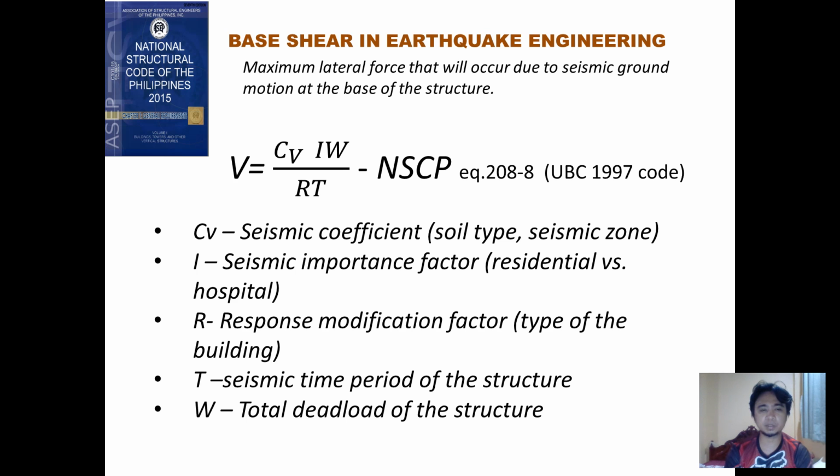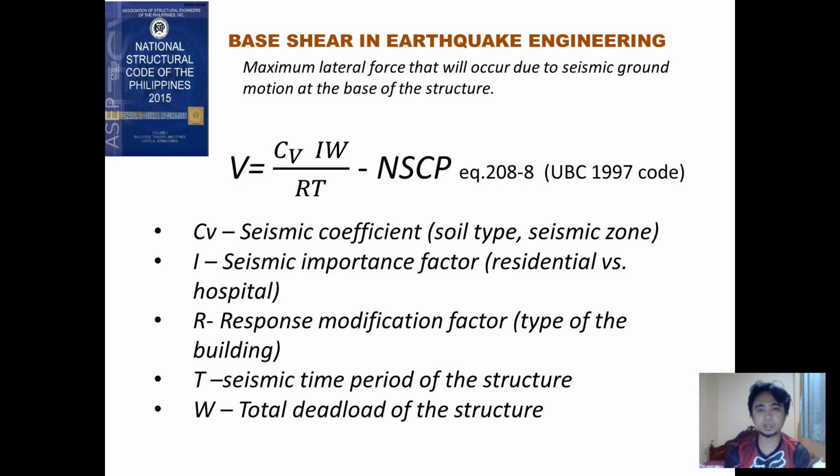For the variables, we have Cv as the seismic coefficient. This is based generally on the soil type as well as the seismic zone. Cv is best referred to on NSCP because NSCP is on the Philippine setting. It is impractical to use a code that is not within our place. Next we have I.